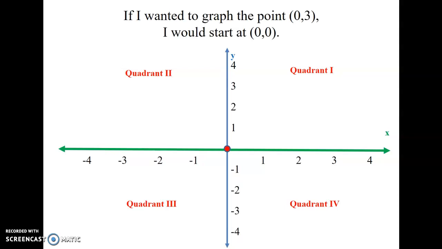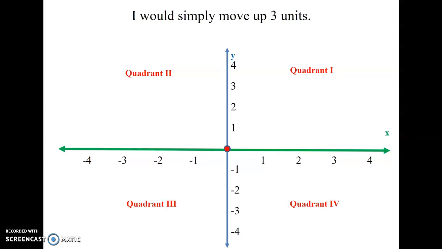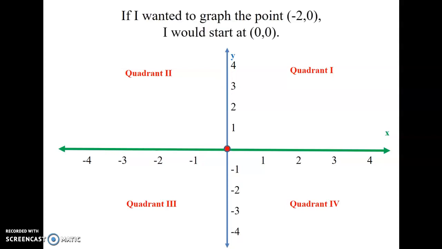So there are some that are a little different to plot. If I wanted to graph 0, 3, I'm going to start at 0, 0 as always, but I'm not going left or right at all. I'm going to take the 0 elevator, and I'm going to take that right to the 3rd floor, because it doesn't tell me to go left or right at all. And then I label my point. That point is not in any quadrant. That'd be on the y-axis. We'll talk about that later.